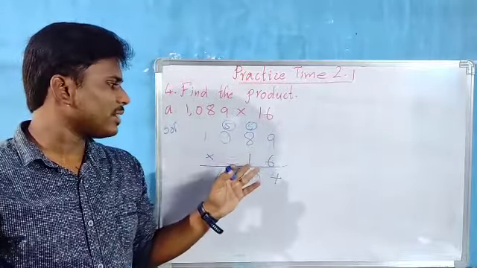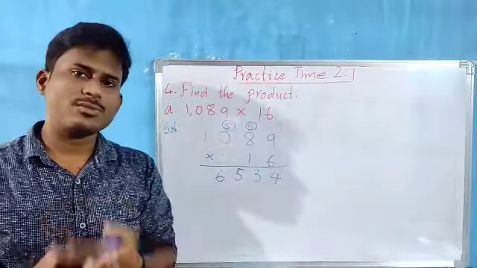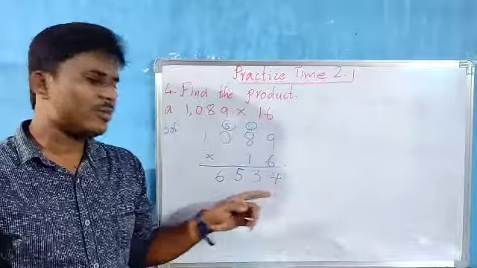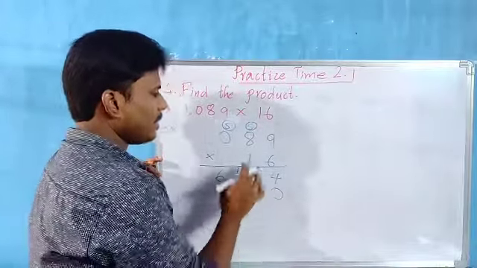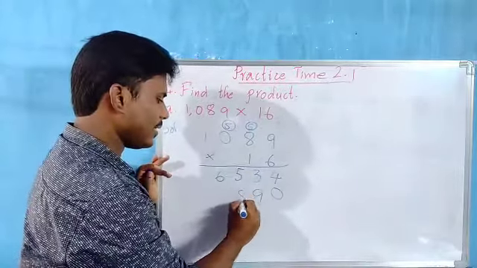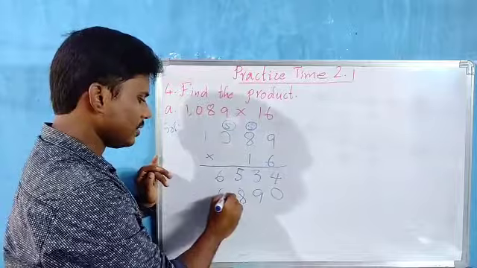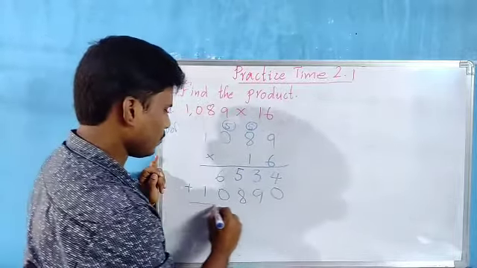Now we have to multiply with the tens place. Now this is 1 in the tens place. So it will be 10, children. And always multiples of 10 end with 0. So I am placing 0 here. Now 1 9s, 9, children. 1 8s, 8. 1 0s, 0. 1 1s, 1, children. You have to add this.